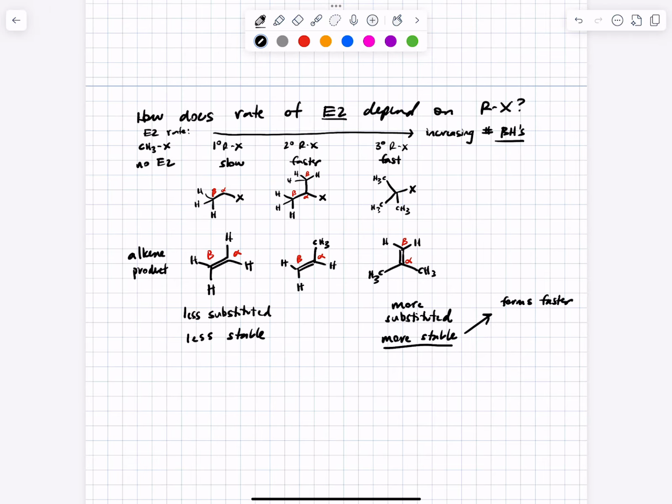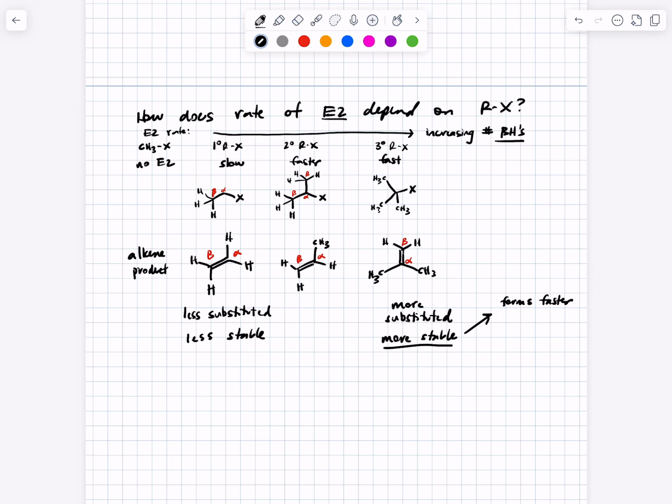Questions about that? Yeah. So elimination reactions will always result in a double bond. Yeah, elimination reactions will always give you an alkene product.